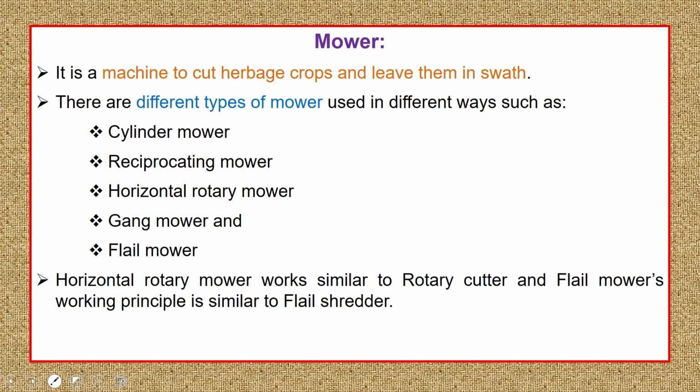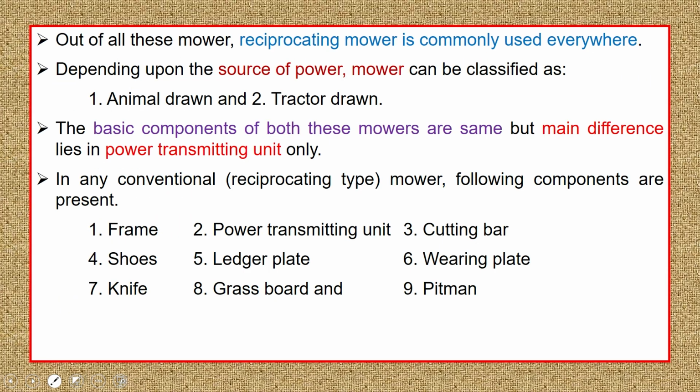Out of all the mowers named here, the cylindrical mower, reciprocating mower, horizontal rotary mower, gang mower, and flail mower, the reciprocating mower is the most commonly used. Wherever you go, you will find the reciprocating type of mower, because it offers more flexibility in terms of cutting depth and cutting power, as far as cutting depth as well as efficiency of cutting is concerned.